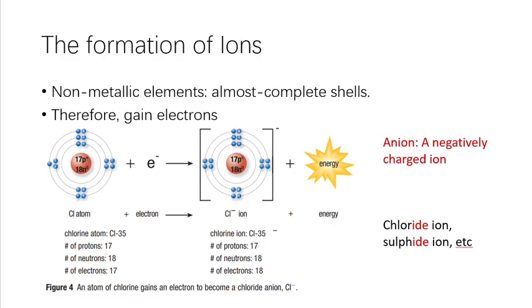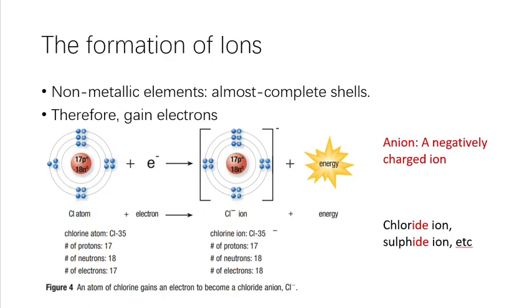For non-metallic elements, they generally have almost complete valence shells. As a result, non-metallic atoms tend to gain electrons in order to fill their valence shells. In doing so, they become negatively charged ions because electrons are negative. Consider chlorine as an example. A chlorine atom gains 1 valence electron to fill its outermost shell, forming a chloride ion. And this ion has a charge of -1 because it has 17 positively charged protons and 18 negatively charged electrons.